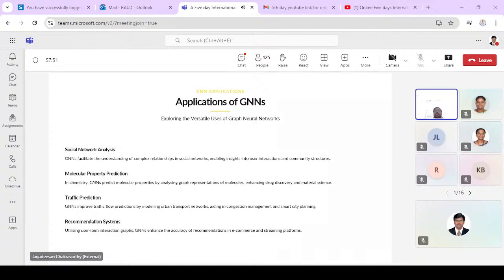So in future, we are planning for smart cities, and there, these GNNs are going to be used for what? The traffic prediction. Recommendation systems, as I already told you. Utilizing user-item interaction graphs, GNNs enhance the accuracy of recommendations in e-commerce and streaming platforms.